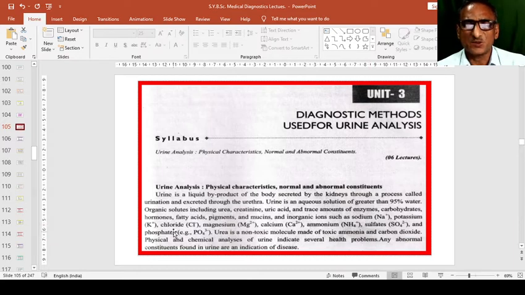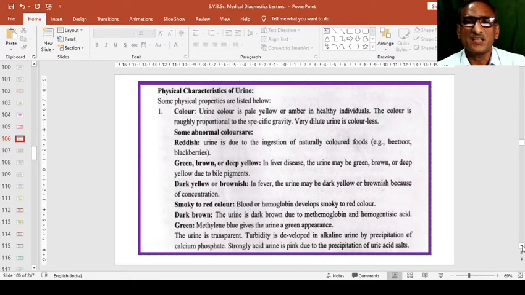contain sodium, chloride, then magnesium, calcium, ammonium sulfates, then urea. Some contents are normal, but some are abnormal. If they are appearing in the urine in maximum amount, then definitely the person is suffering from the disease or abnormality.